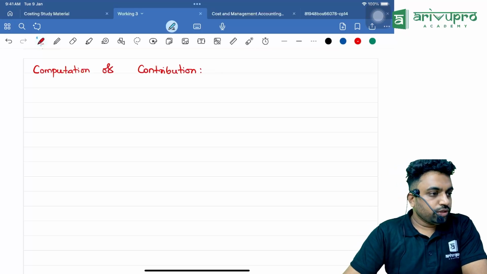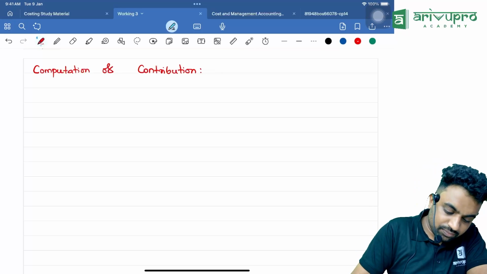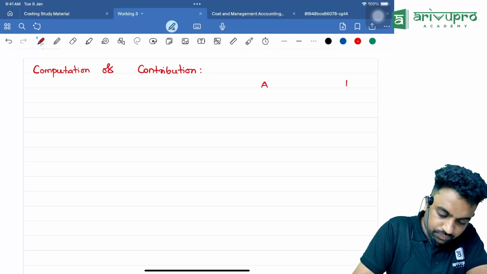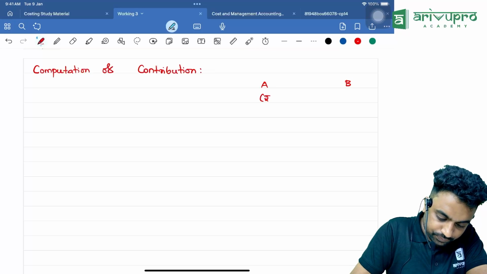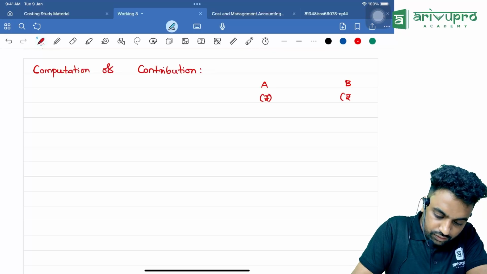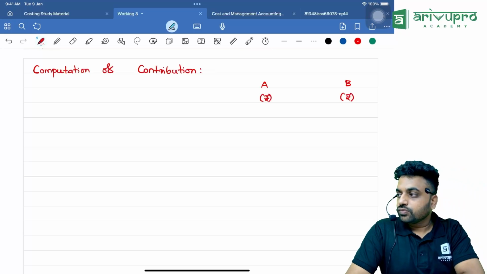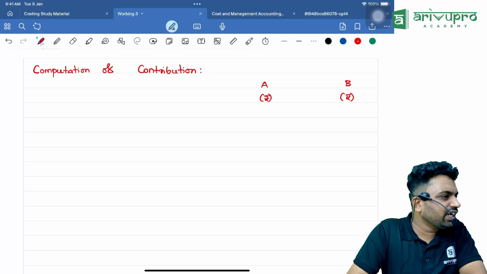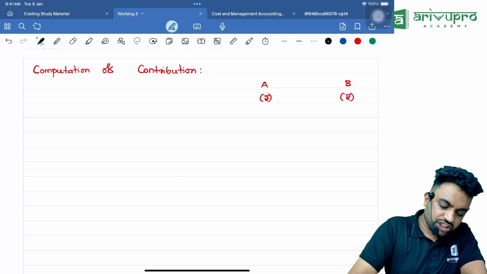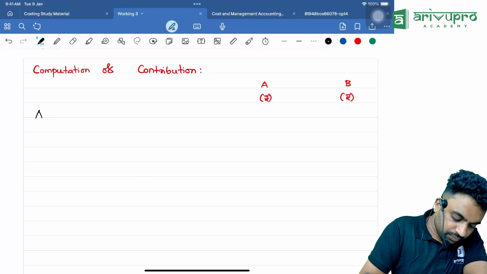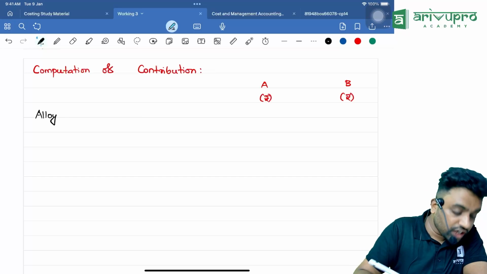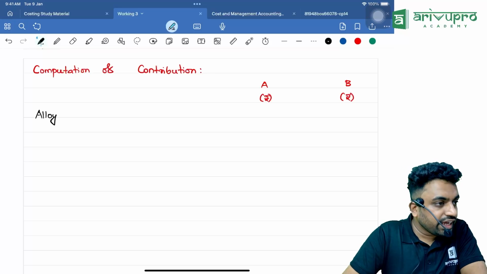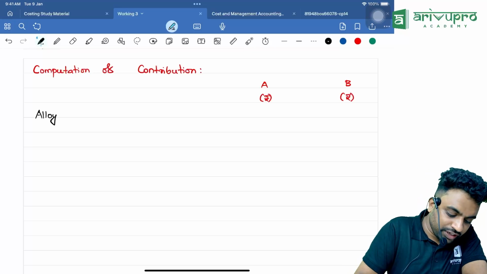Computation of contribution. We have A, we have B. First let's compute the cost, then we'll go to the revenue. Fine, right? First cost is alloy. Guys, alloy A, we are producing how many units?